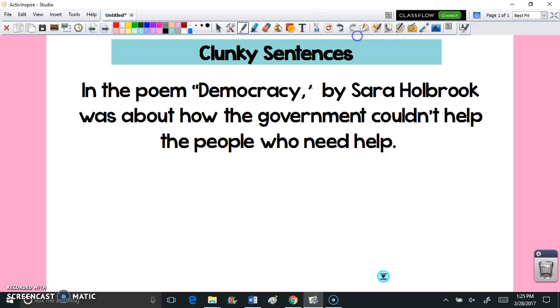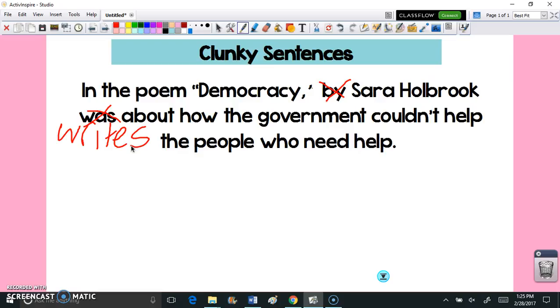Or one final way, we could have done, no, let's keep the word in: "In the poem Democracy," and take by out and say Sarah Holbrook and change the verb. Instead of was, make it writes. "In the poem Democracy, Sarah Holbrook writes about how the government." So that's three different ways that you can revise this and make it flow better.